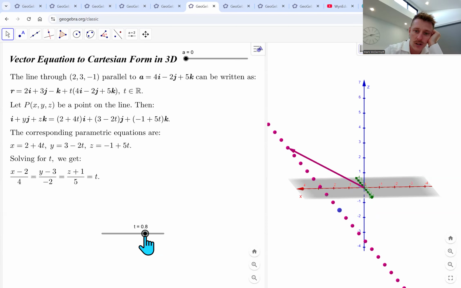So a vector equation in three dimensions can be defined when you get given a point and a parallel vector. Those are the two bits of information you need in order to define the vector equation in three dimensions.